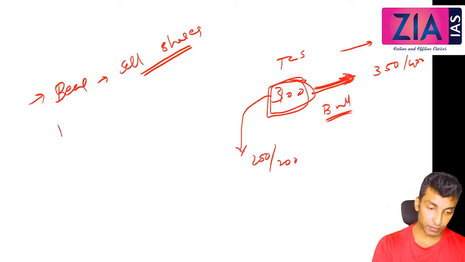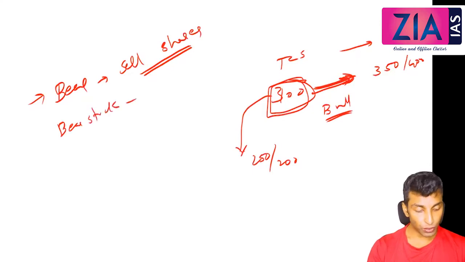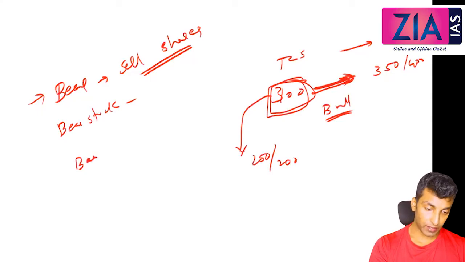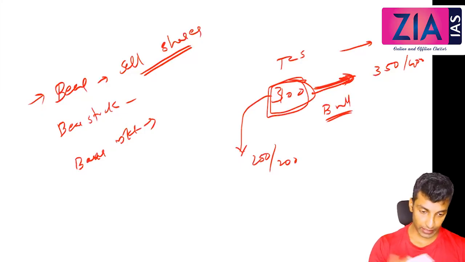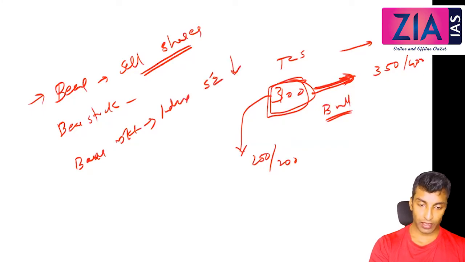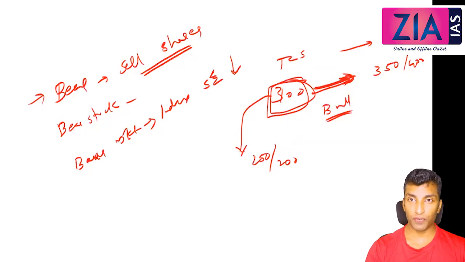Now bear stock: shares whose prices are falling. So what about bear market? The index of the stock exchange is falling. So Nifty will come down, Sensex will come down, right? When the index of stock exchange is falling.